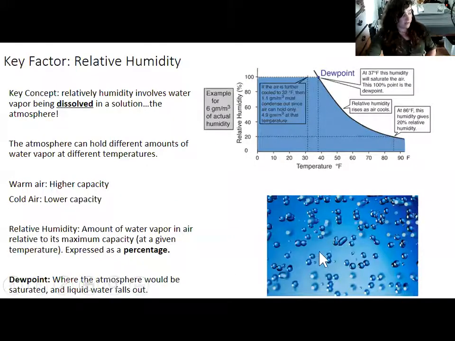Now, aside from the Coriolis effect, another important aspect that I need to introduce is relative humidity. Water vapor is dissolved in a solution in a way, because it's just one of many gases in the atmosphere. The atmosphere can hold a different amount of water vapor before it condenses and falls out as rain, depending on how hot the temperature is. Warm air actually has a higher capacity to hold water than cold air. And the relative humidity is the amount of water vapor in air relative to the maximum capacity of air at a given temperature. And the dew point is the point at which water falls out when the air is saturated.